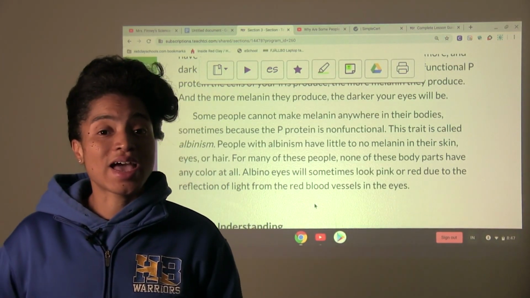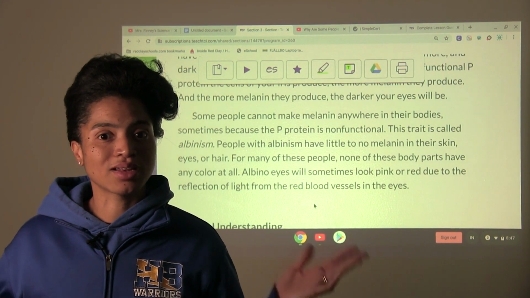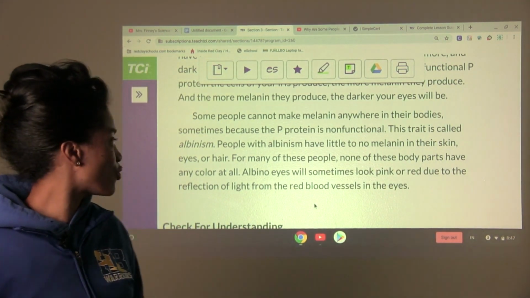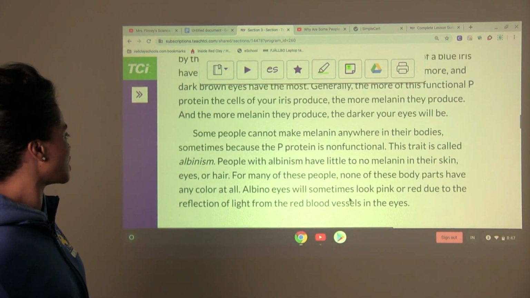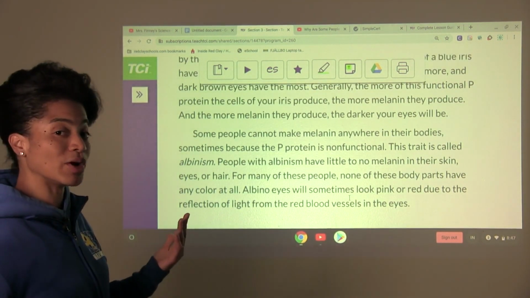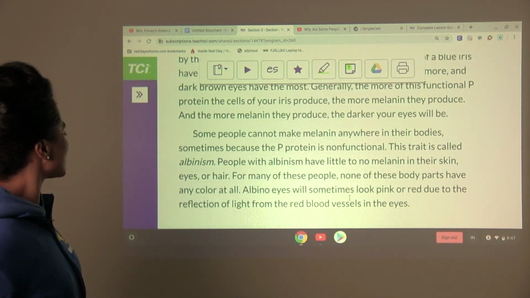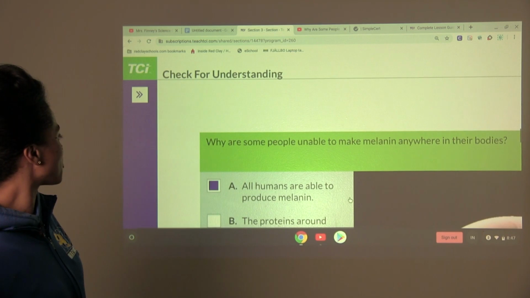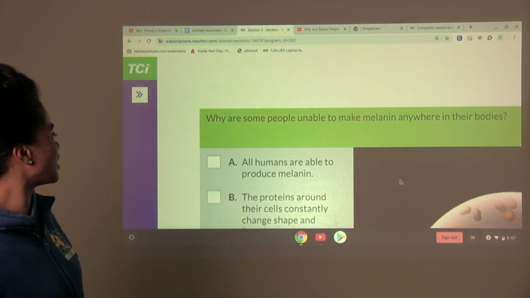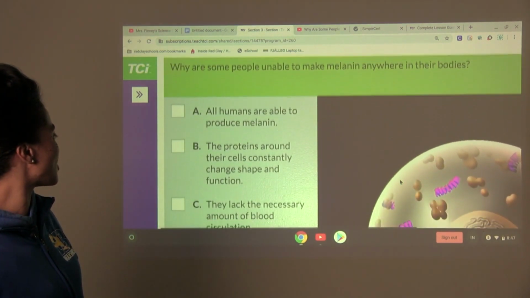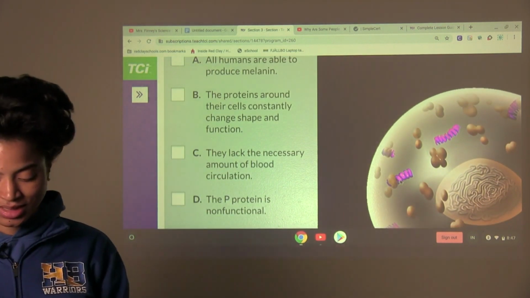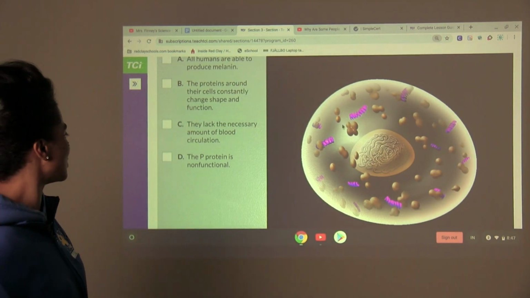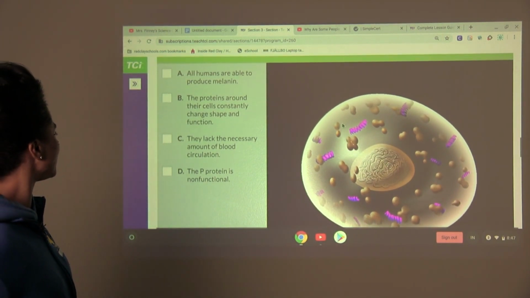All right, so now we have a lot of background information and a little more understanding as to why someone with non-functional pea protein would appear the way they do. So that gives us a little more information into that condition. Why are some people unable to make melanin anywhere in their bodies? Let's make a choice here. We should know this answer.